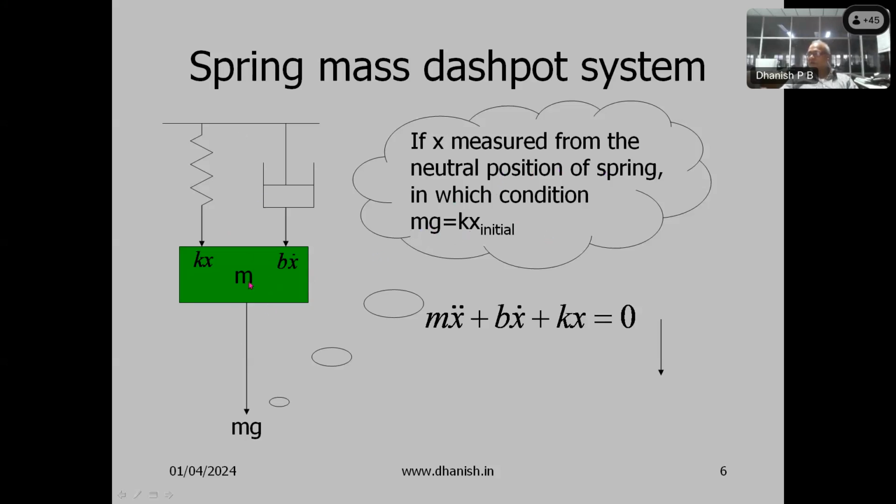So when you apply or load this spring with the mass, it will come down, and that equilibrium position is taken as the 0 position. Then this will be the differential equation of the system.